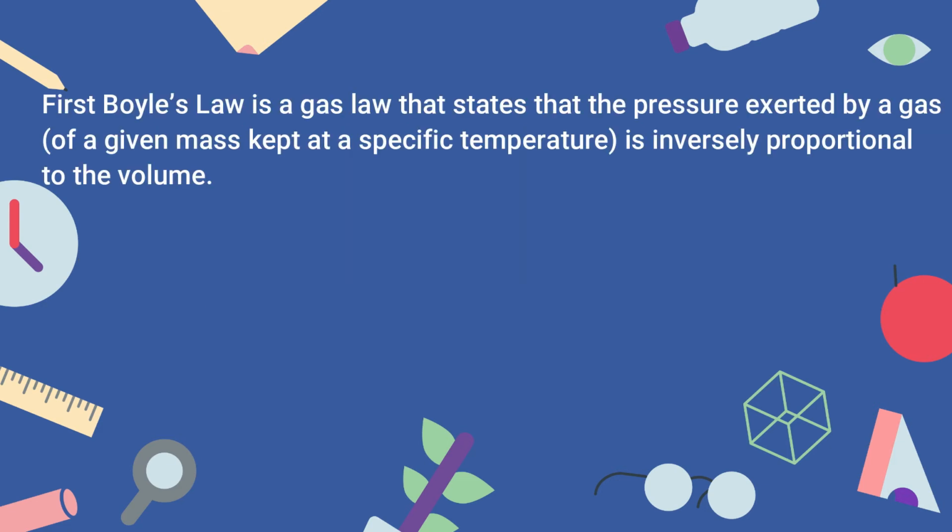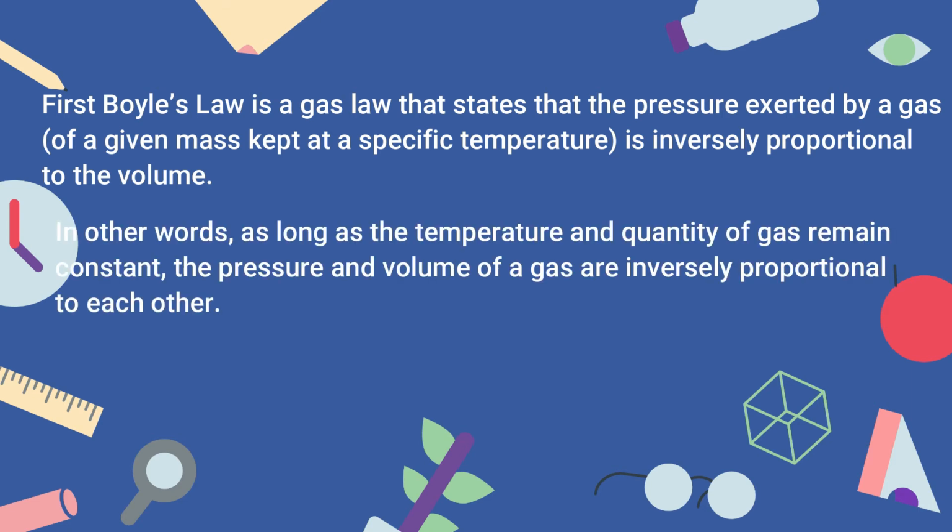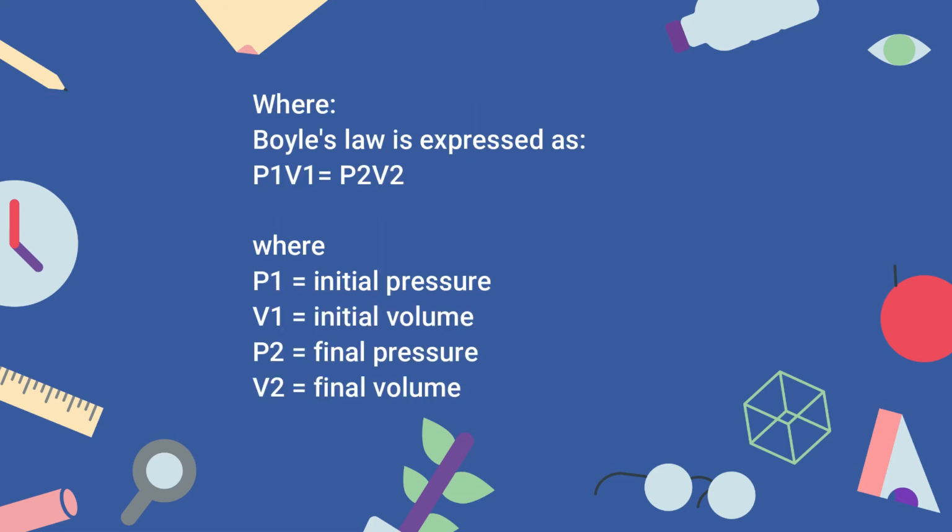First, Boyle's law is a gas law that states that the pressure exerted by a gas of a given mass kept at a specific temperature is inversely proportional to the volume. In other words, as long as the temperature and quantity of gas remain constant, the pressure and volume of a gas are inversely proportional to each other, where Boyle's law is expressed as P1 V1 is equal to P2 V2, where P1 is the initial pressure, V1 is the initial volume, P2 is the final pressure, and V2 is the final volume.